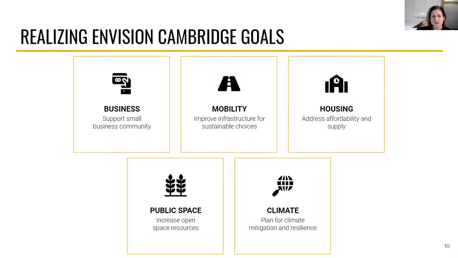One of the things that Envision Cambridge did was lay out high-level goals of how to guide our future growth so that it's inclusive, sustainable, and benefits all people. As we start to look at these areas of change at a more local level, it's an opportunity to have more concrete conversations about trade-offs. We want to keep the goals of Envision in the forefront of our minds while recognizing that there are trade-offs and decisions that need to be made, and really hearing from the community how we want to shape and manage that change.